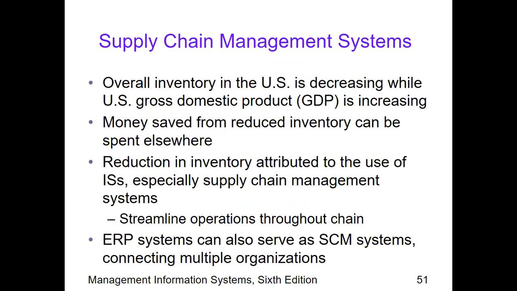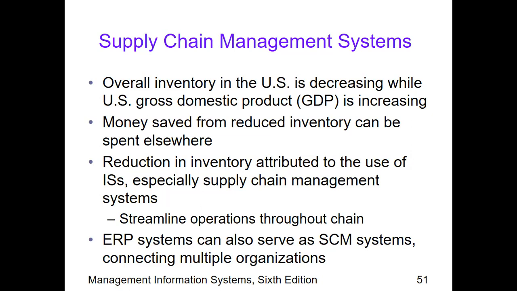Okay, for SCM systems in the US, this is our source anyhow. It has been noticed that the overall inventory is decreasing while the gross domestic product, so the internal production, is increasing. That's true because if there is more production in the economy, inventories would be lesser. And because there are more sales, money saved from reduced inventory can also be spent elsewhere, especially if the sales have been collected as well.